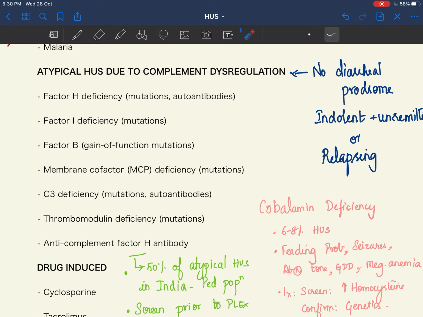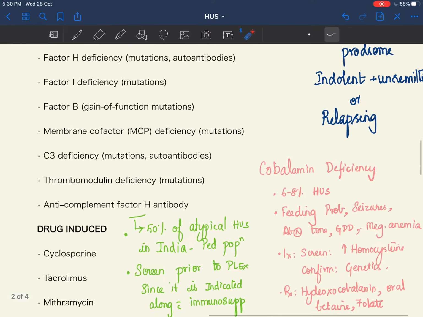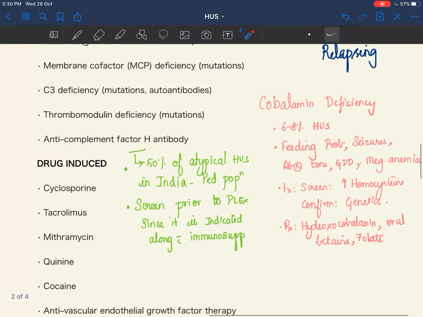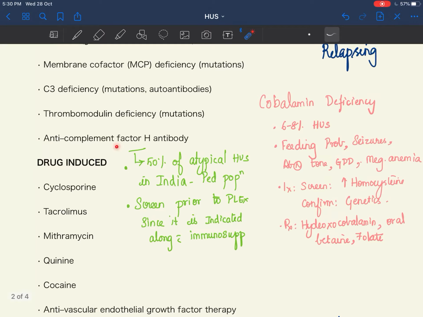In atypical HUS, there is no diarrhea prodrome. It's usually indolent, unremitting, or a relapsing type. Multiple factor deficiencies can be present. H and I are the most important. Okay. The anti-complement factor H antibody, 50% of weight. I have made a small mistake here. It is not anti-complement factor H. You can just put it as factor H antibody.